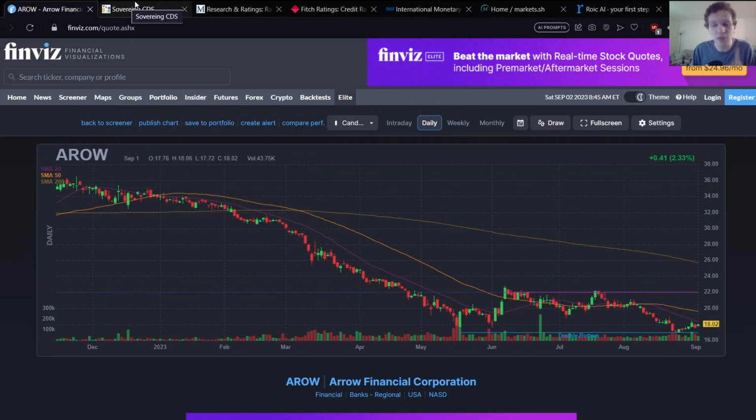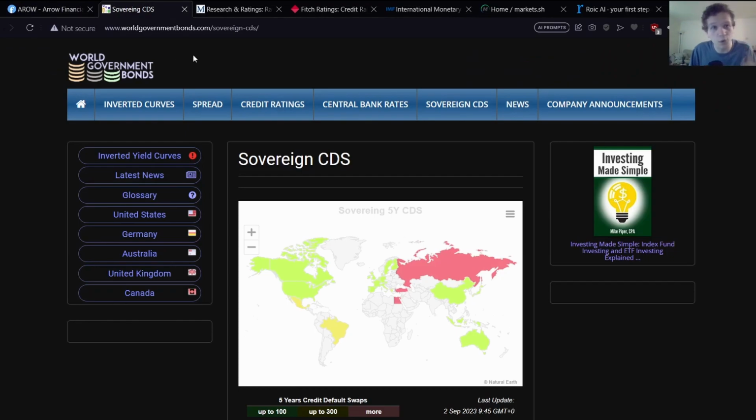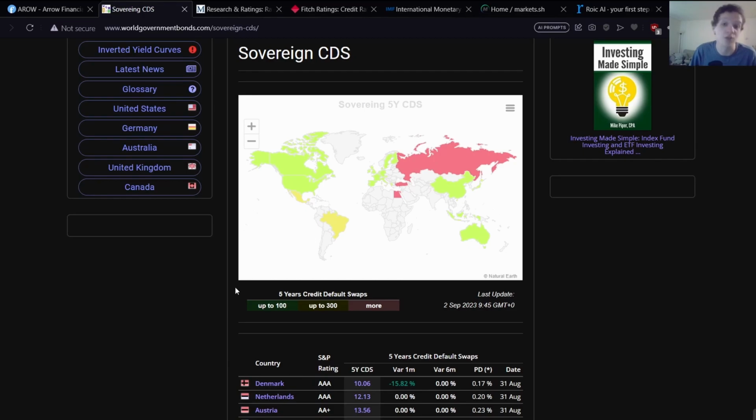Now, let's talk about the next resource, and this one's a little different. This one is called worldgovernmentbonds.com, and it shows the rates of sovereign bonds as well as credit ratings for countries, which countries have inverted yield curves, and what the central bank rates are in certain countries. This is very useful if you're investing internationally and if you're doing models like, for example, discounted cash flow, where you need a risk-free rate. You need a rate to compare your investment to, right?